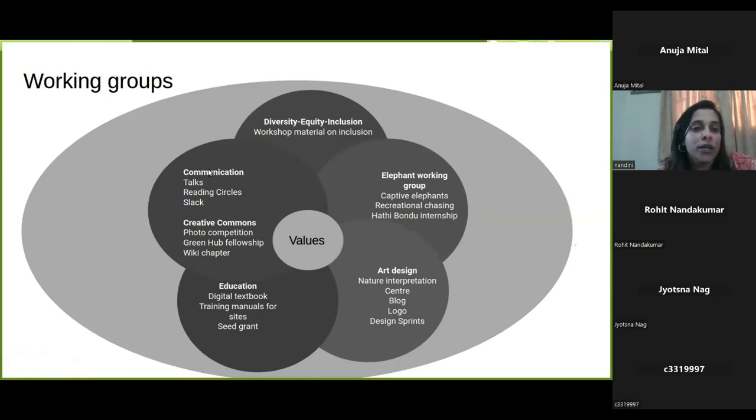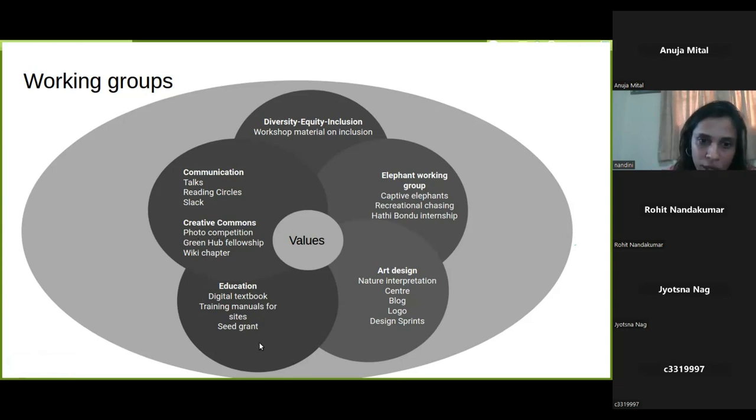So like the communication working group today has put together this talk for us. It's also planning to get us all together on Slack, form reading circles. There's another Creative Commons working group that is planning to put together a photo competition and have Creative Commons classes for the Green Hub Fellows. Maybe also end up having a wiki chapter where we can populate Wikipedia articles with flora and fauna of Northeast India. So there's a Creative Commons working group that has come together with Josna, Chandan, and Jolie leading it.